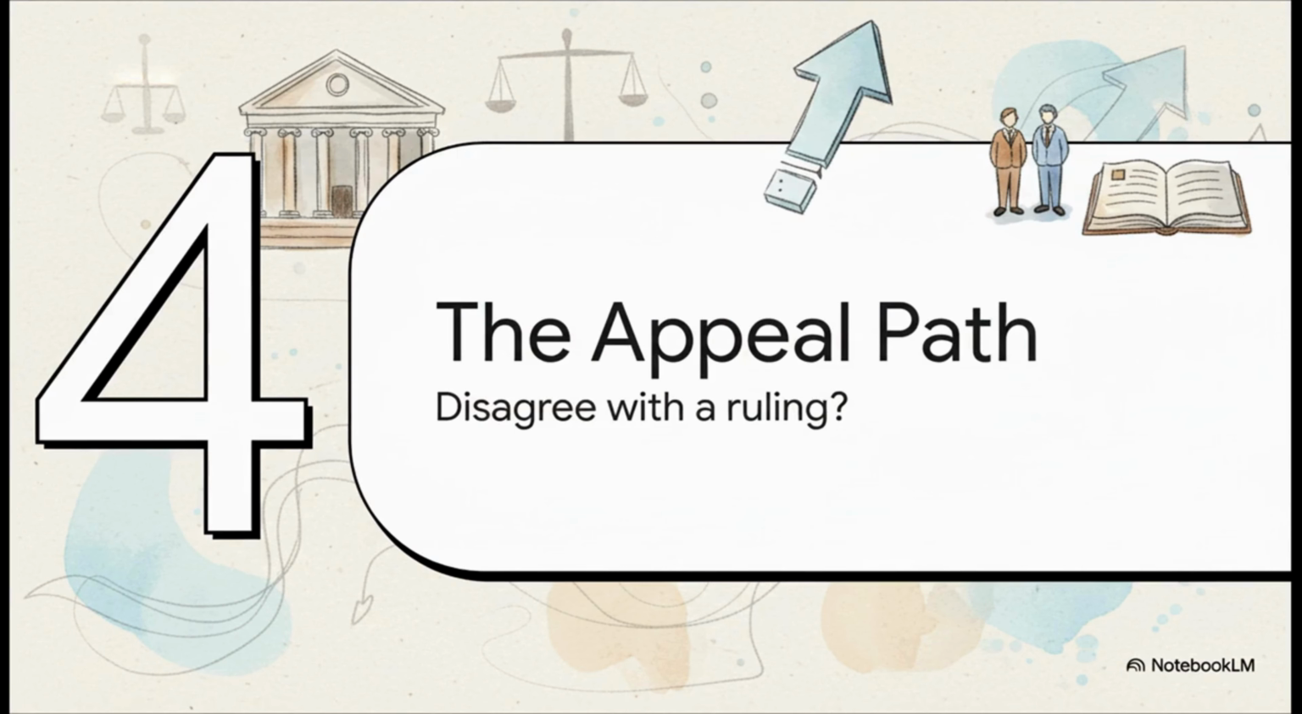Okay, so a decision has been made in court. Great. But what if one side thinks the judge got it totally wrong? This is where the appeals system comes in. It provides a really structured way to challenge a judgment, but the path you take completely depends on where your case was heard in the first place.